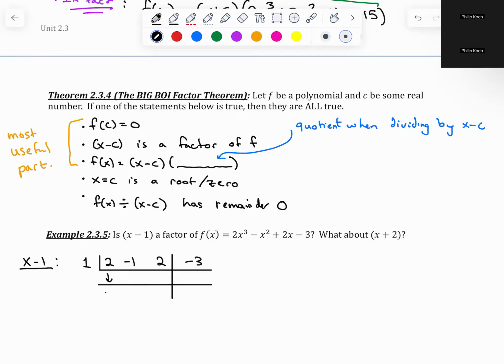Bring down the 2. Multiply diagonally, add vertically. 1 times 2 is 2. Add vertically, you get 1. 1 times 1 is 1. 2 plus 1 is 3. 1 times 3 is 3. Negative 3 plus 3 is 0. So, yes.